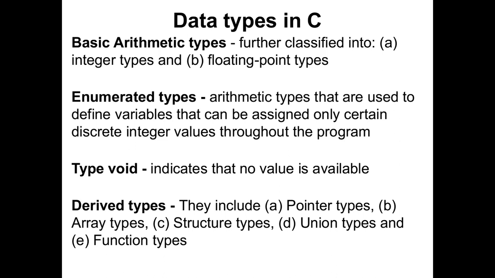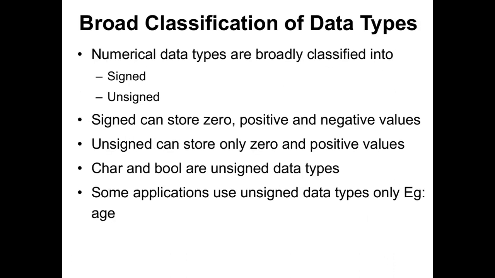For example, you want to represent day in a week, and you are interested in assigning only values from 0 to 6. It should not be beyond it, then you can restrict by enumeration. That is what is enumerated data type. And as I told you in the functions, void means nothing, so no value is available. And then derived data types, they include pointer types, arrays, structures. This we will be discussing later on.